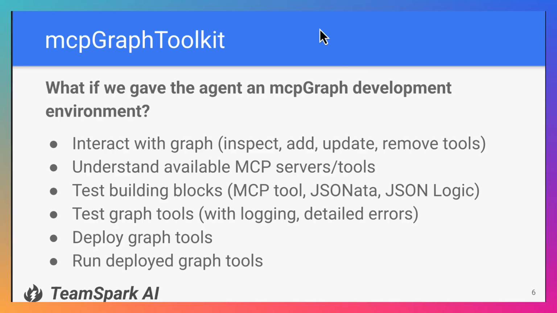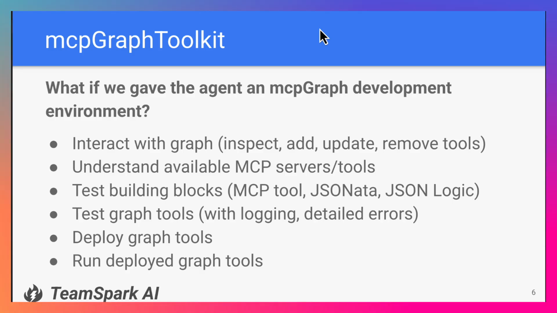And I think the big aha moment was, look, these agents need some tooling, just like a human developer would, that will allow them to do some iterative development of these things. So in addition to all the knowledge, they also need some tooling. So we built this tooling called mcpgraphToolkit, which is basically a development environment for the agent to build MCP graphs. It allows the agent to inspect the graph, see what graph tools there are, add, update, and remove tools. It can understand the MCP servers that are available to the graph tools.